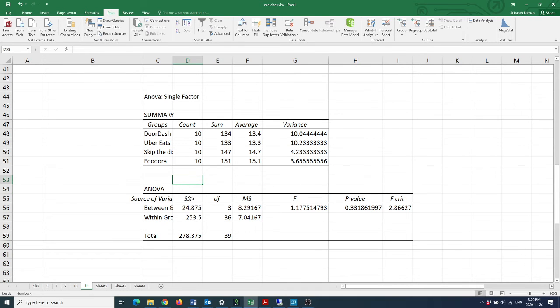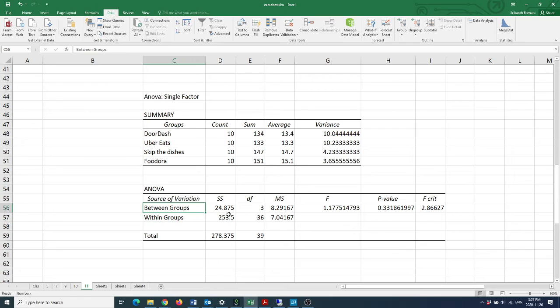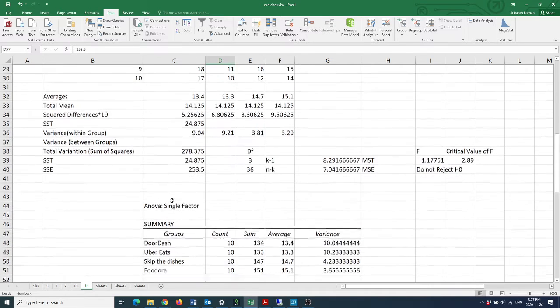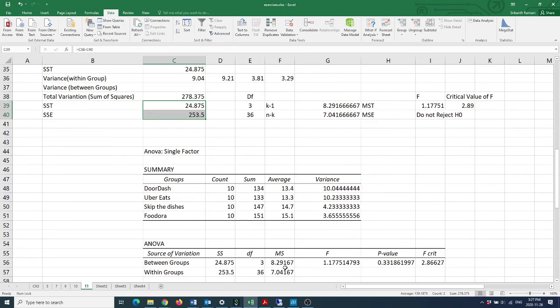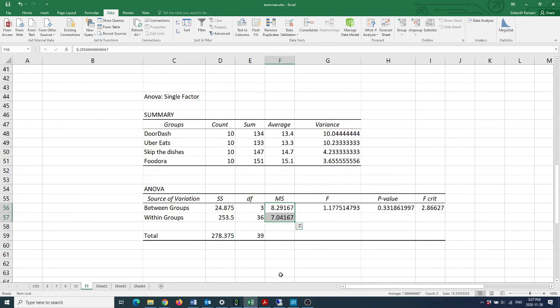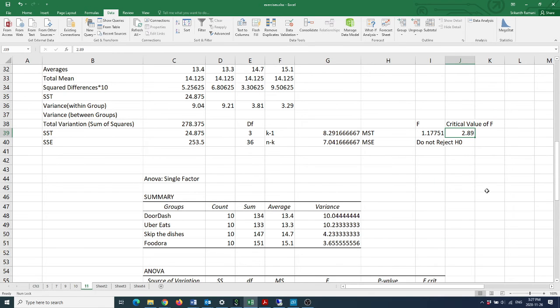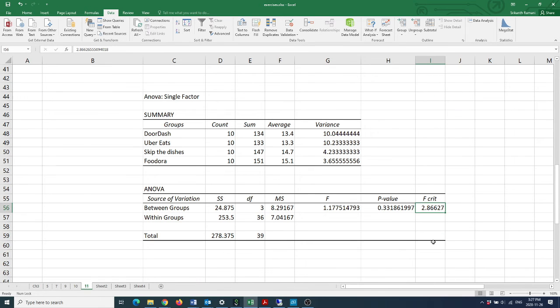So once we find the sum of squares between groups, known as the sum of squares for the treatment, it is found over here. The sum of squares within groups, or the sum of squares for error, is 253. These are the same values which we found over here. The degrees of freedom are given to you, the mean squares are given to you, and the F statistic is computed. Okay, and the critical value of F is 2.866. We made it as 2.89. That is also computed via Excel automatically.